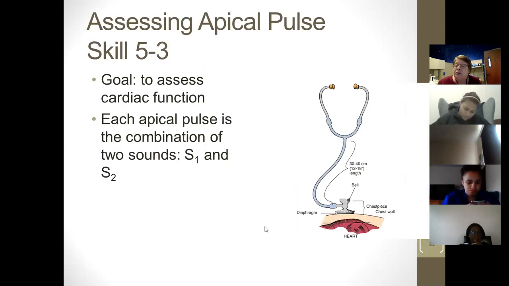When you're listening, well, we already told you where you're going to listen for your apical pulse, okay? And you're going to hear 2 sounds. You're going to hear S1 and S2, and that's your lub-dub, lub-dub, lub-dub. That's what it sounds like, actually, and you'll hear it later.